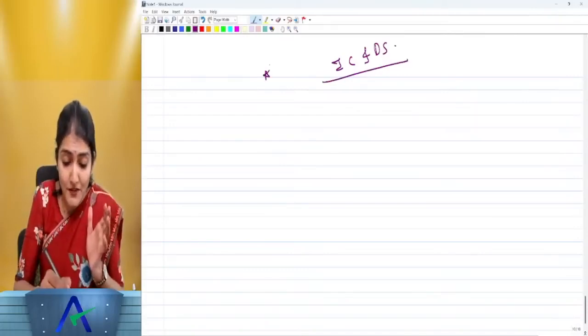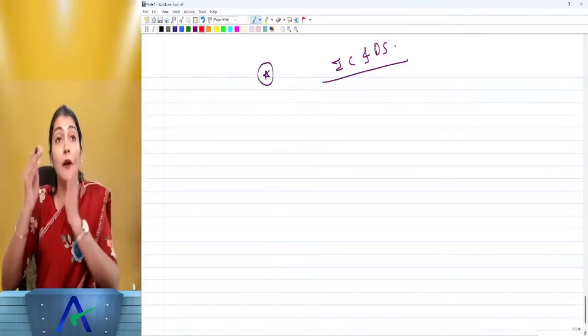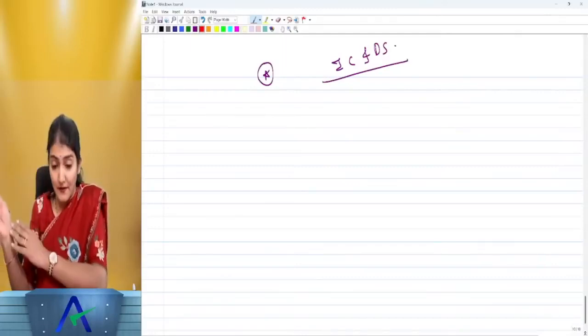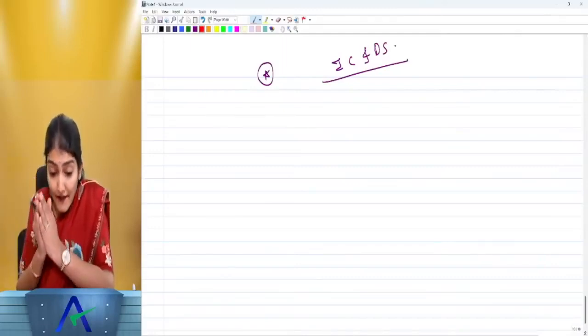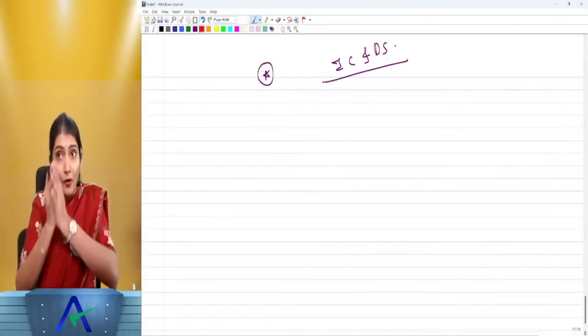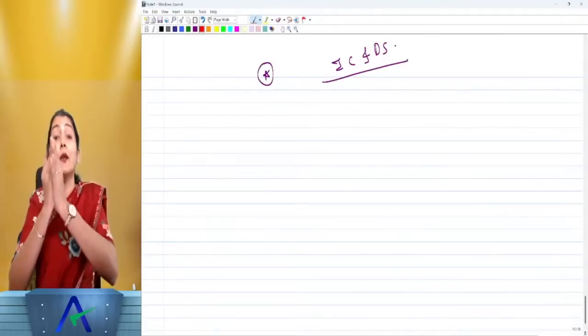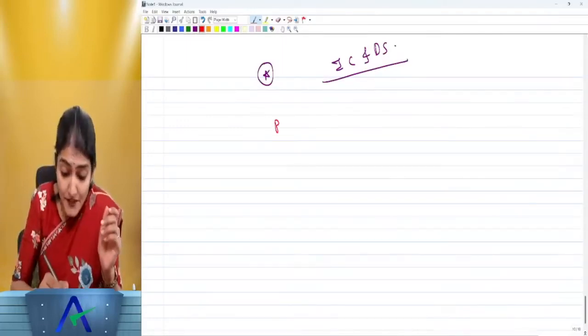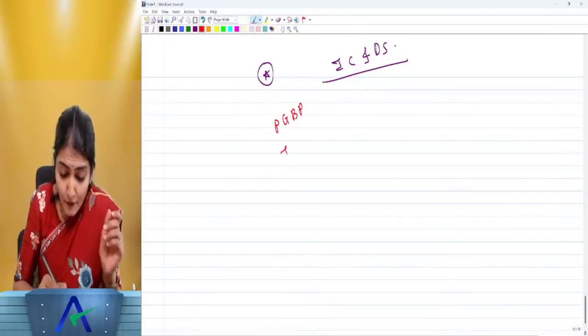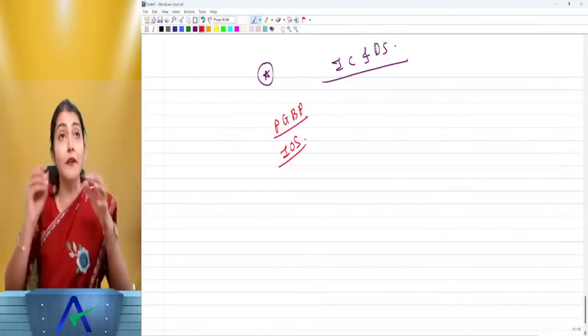And a super favorite question of the ICAI, the income computation and the disclosure standards. Right? So income computation and the disclosure standards are to be followed by the assessees while calculating their income from the PGBP, profits and gains from business or profession, and the income from other sources.